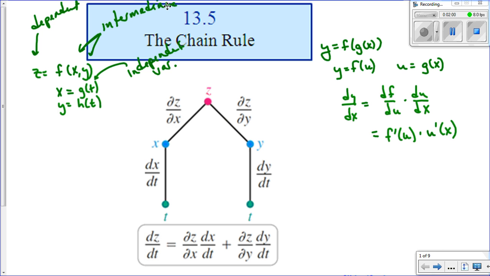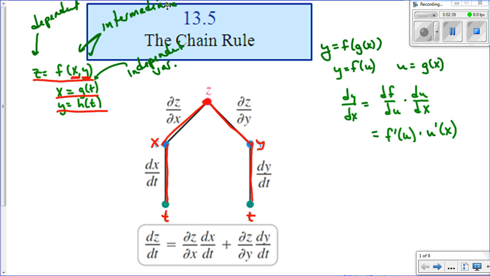Okay, now we're going to use a tree diagram to help us visualize what this chain rule is going to look like. We have that z depends on both x and y, and you get that by looking at the function z being defined in terms of x and y. So we have z dependent on x and dependent on y. But then we see that x is a function of t, so x depends on t, and y depends on t.